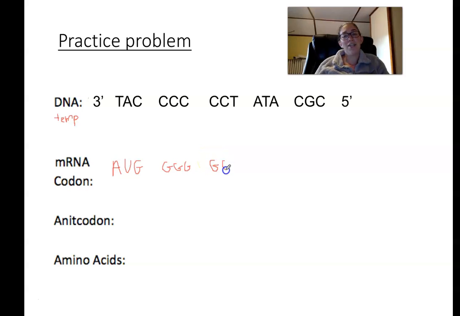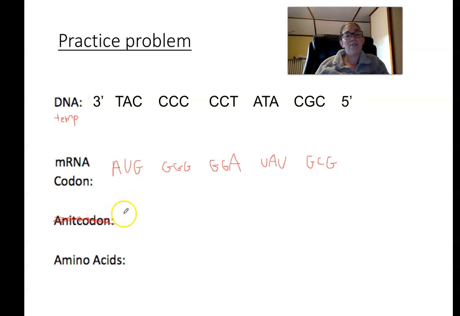This will be G, G, A. ATA will be U, A, U. And CGC becomes G, C, G. All right, I'm going to skip over this because it sometimes confuses students. So we're not even going to worry about figuring out the anticodon.